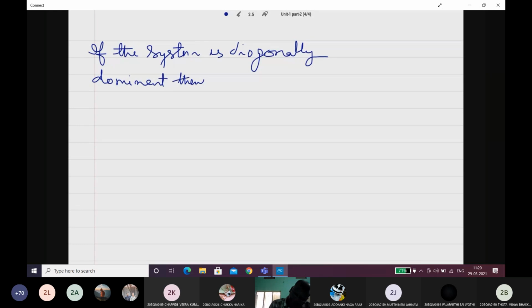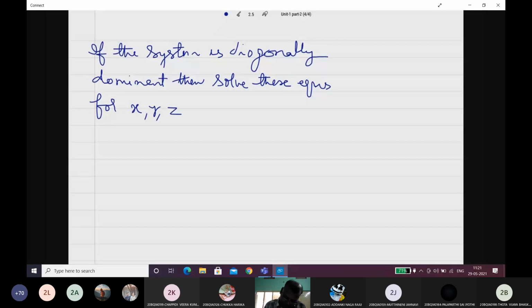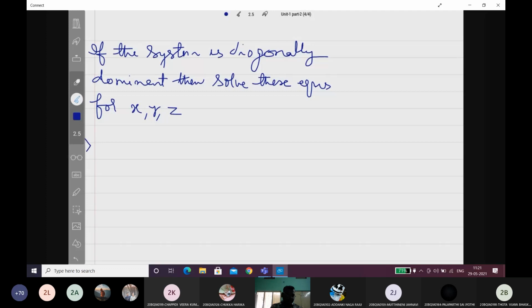Then solve these equations for x, y, z. Okay. Now rewrite the given system. The system can be written as the next point.